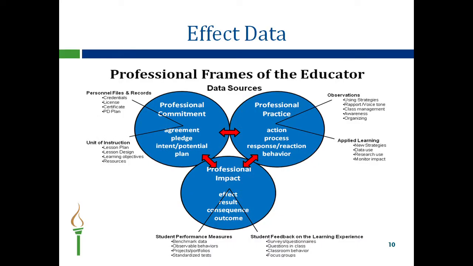The state's framework recommends looking at multiple different sources to determine the overall effect a teacher has on student learning. These sources fall into three separate frames. One professional frame focuses on the teacher's commitment or their preparation and credentials relevant to the learning process. A second frame focuses on the teacher's practice or the strategies they use for instruction and classroom management. A final professional frame focuses on the impact of the teacher's strategies on student learning as measured by evidence and data at the student level.